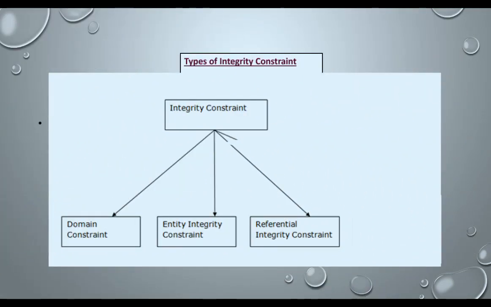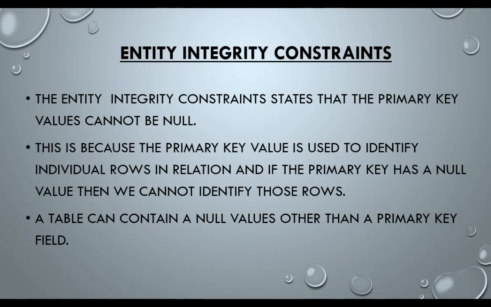Now, types of integrity constraints. So there are three types of integrity constraints: domain constraints, entity integrity constraints, and referential integrity constraints. Domain constraint deals with the restriction associated with a particular domain or column. Entity integrity constraint states that primary key should be unique and not null. And referential integrity constraint is used to maintain the consistency among rows between two tables, and it is implemented through foreign key. Now I will discuss entity integrity constraints.